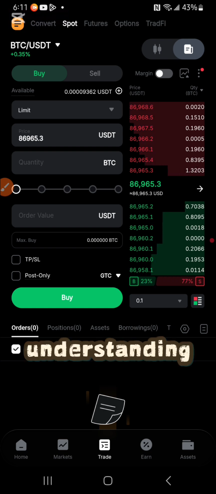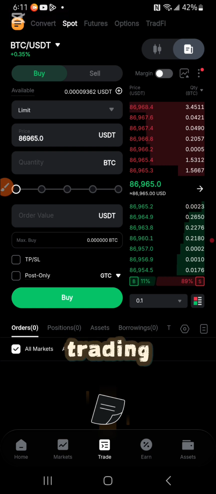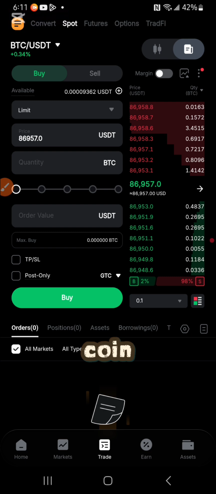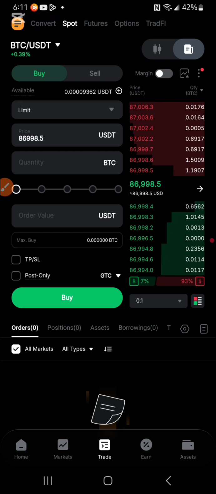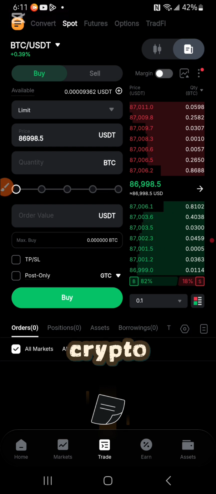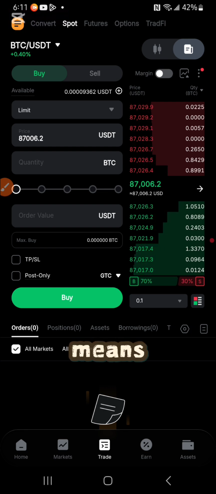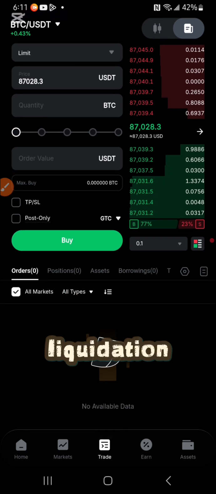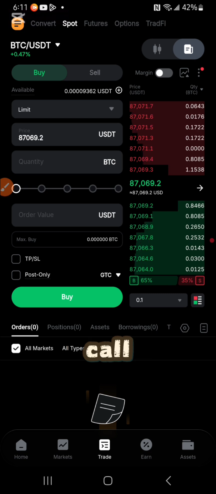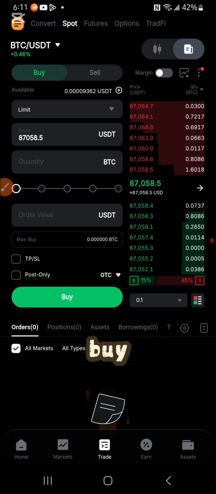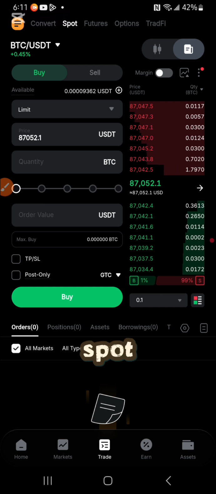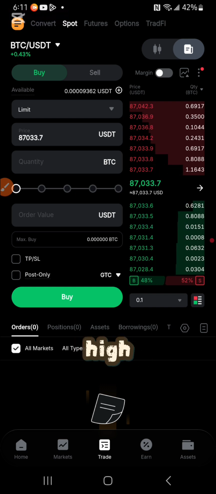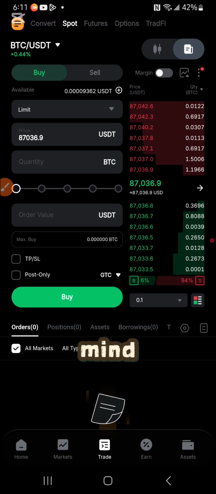In a layman's understanding, spot trading means buying real coin. So you are not leveraging on futures, you are buying real crypto assets. That means there will be no liquidation, no margin call. Everything has to do with buy low and sell high, as simple as that. When spot trading comes to your mind, buy low and sell high should also come to your mind.